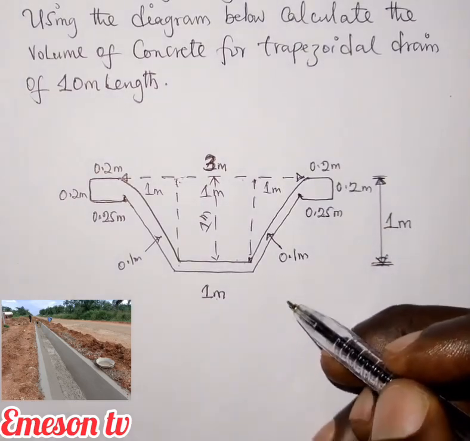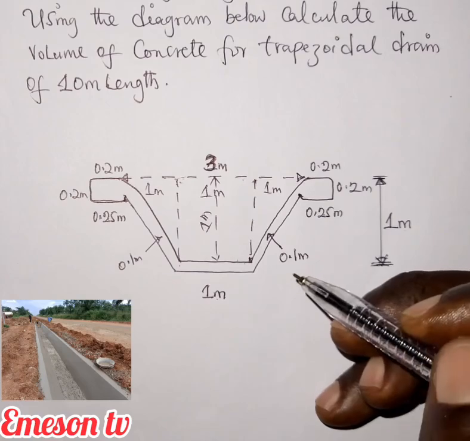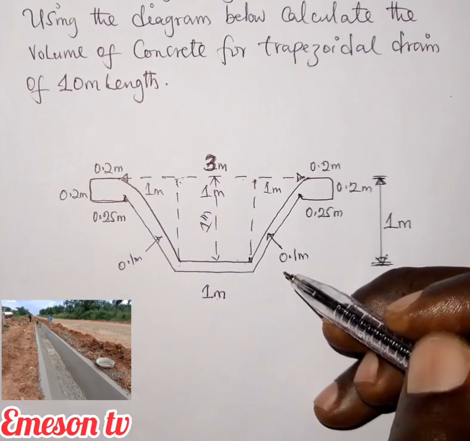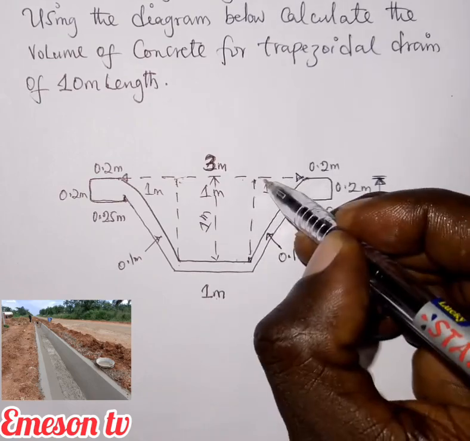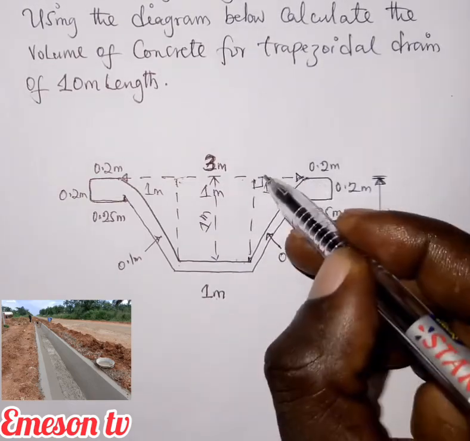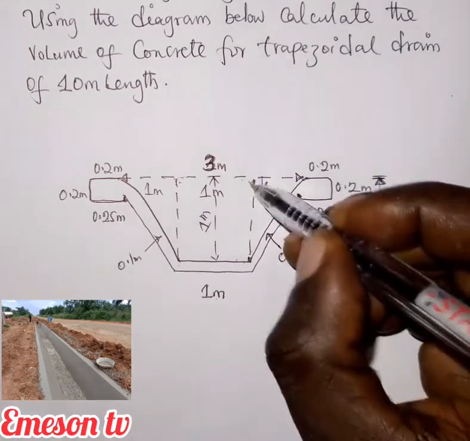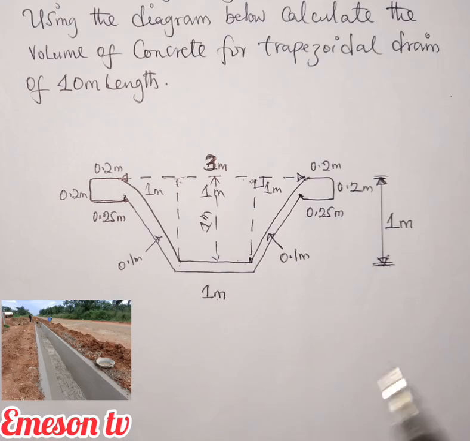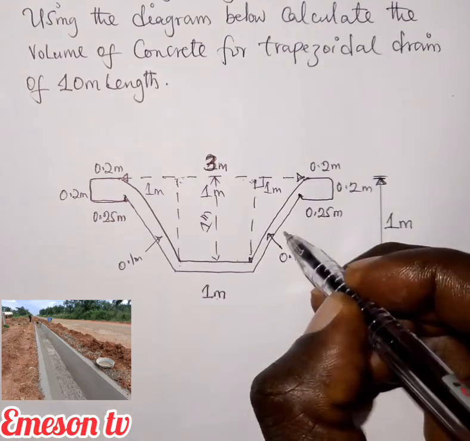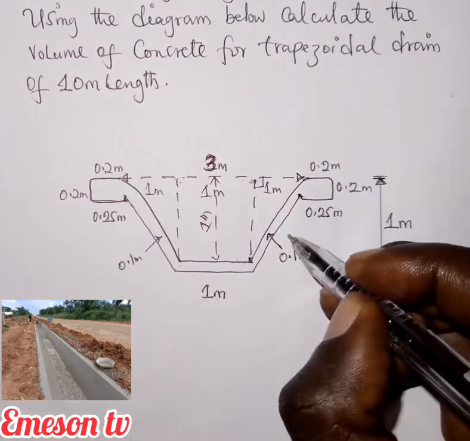We're going to use Pythagoras theorem to solve for this length, the longest length, because we already have a right angle triangle which has been formed. So from here to here is 1 meter, from here to here is also 1 meter. Please take note, this drawing is not to scale. So let's call this length x.